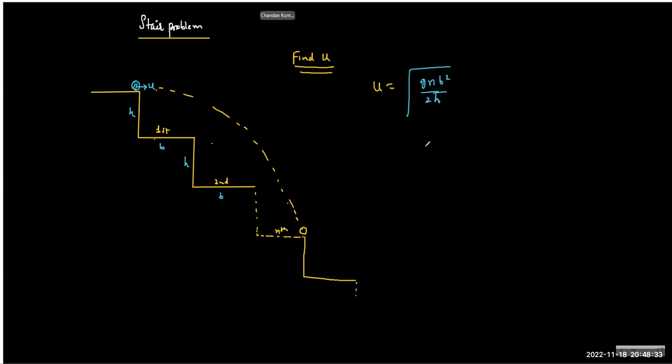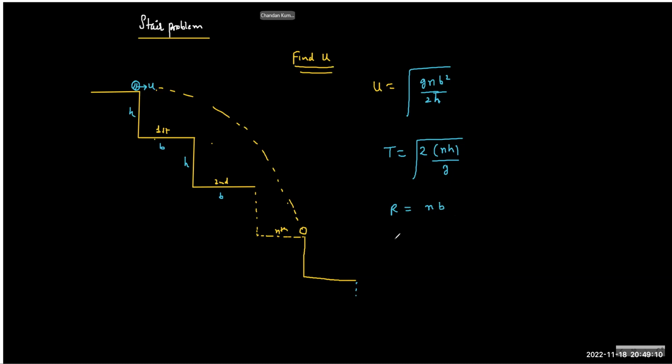Okay, very good. So first of all, I hope you all have realized that if you are hitting the nth step, how much are you falling down? nh. So the time of flight will be under root of the height you travel down. And what is the range here? The first step is b length, the second is 2b, so the nth step is nb. So the range given to you is nb.